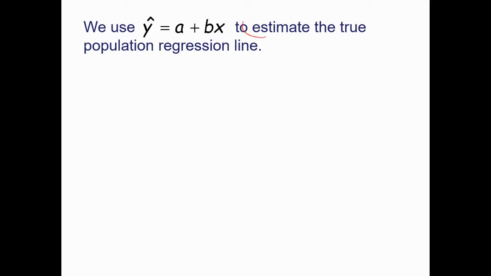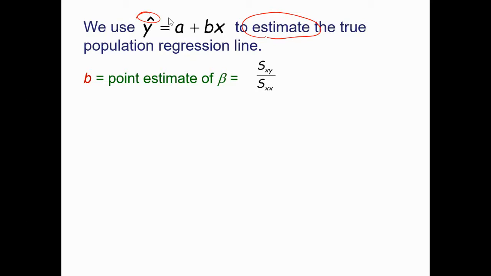Notice here that we're doing an estimate. That's why we have the hat on there. If we left the hat off, this would be a deterministic model. We don't want deterministic models right now. So we're estimating the population regression line.